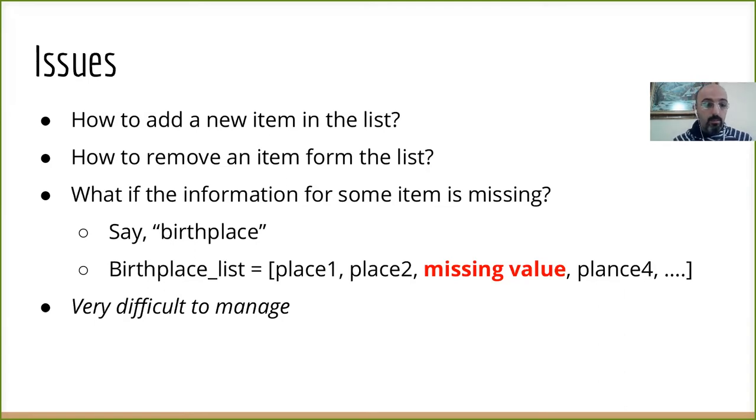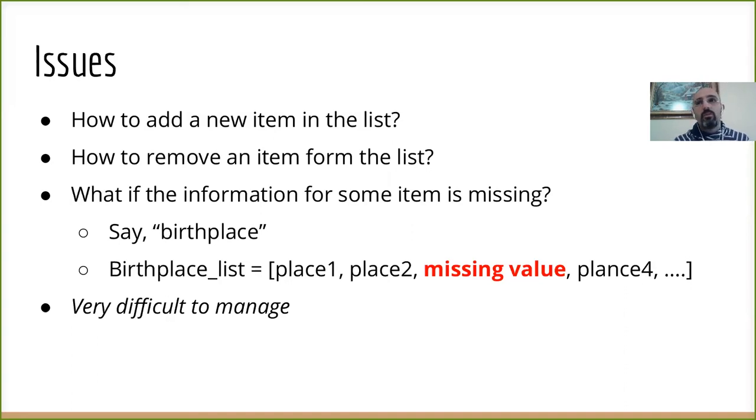But say we are missing the birthplace of the third person. So hypothetically, we don't have any value in the third place. And the list will continue with the birthplace of the fourth person, which basically will be in the third position. And things will not match. So the indexes of all these lists will not match. So such an approach is very difficult to manage. Do we have any other approach, any other solution?